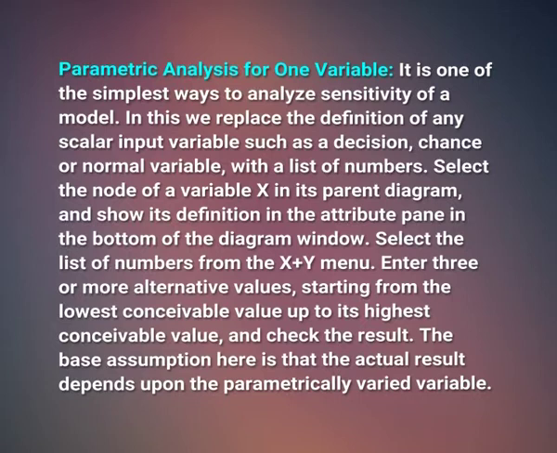Select the list of numbers from the x plus y menu. Enter 3 or more alternative values, starting from the lowest conceivable value up to its highest conceivable value, and check the result. The base assumption here is that the actual result depends upon the parametrically varied variable. The effect of the parametric variations is displayed as a table or graph. The nature of the relationship can be seen by looking at the graph.